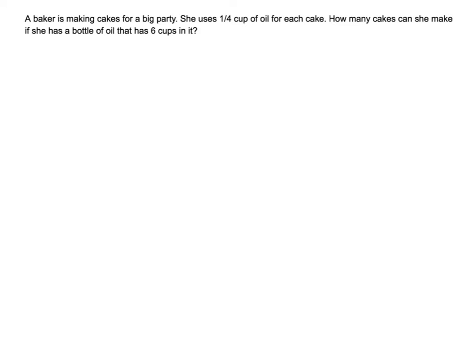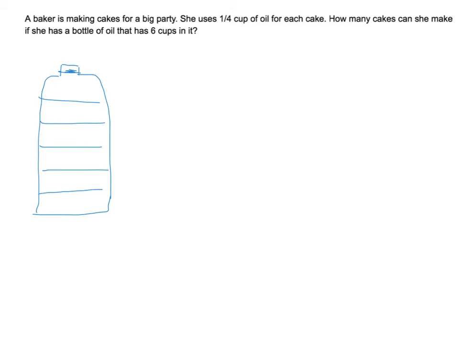If we've got a bottle of oil, now you're going to have to forgive my awful handwriting. So this is our bottle of oil. And that bottle of oil has 6 cups in it. So 1, 2, 3, 4, 5, and then the lid is at the top. So there's 6 sections here for 6 cups. And we are taking each of these cups and splitting it into fourths. Because each of these 1/4 cups is going to make for us 1 cake.